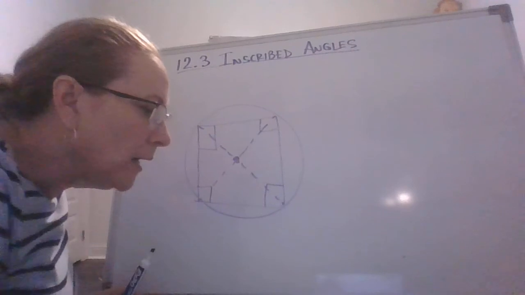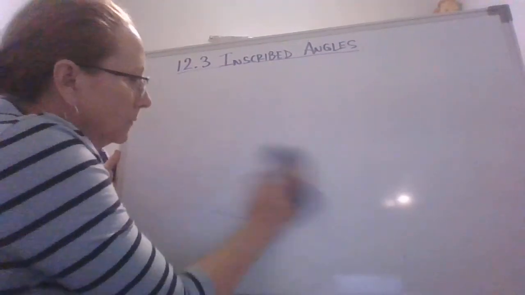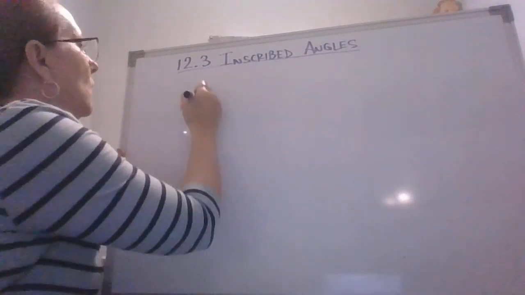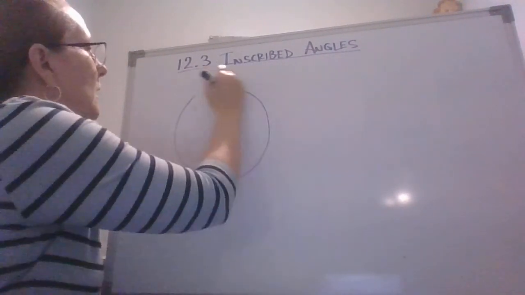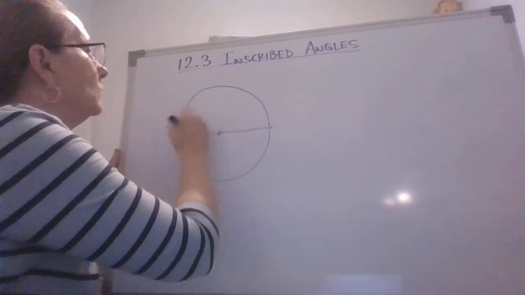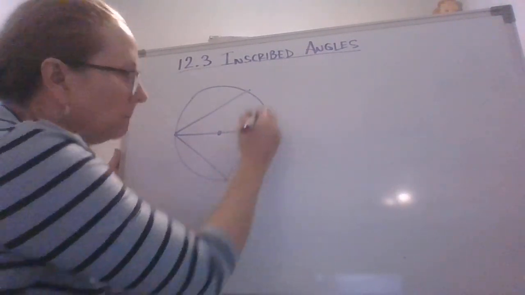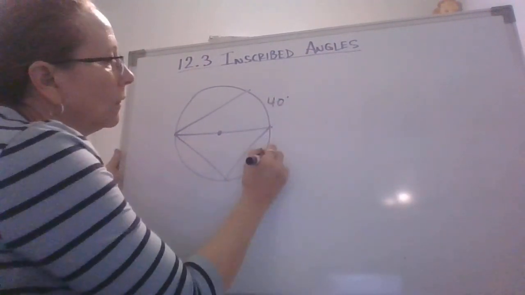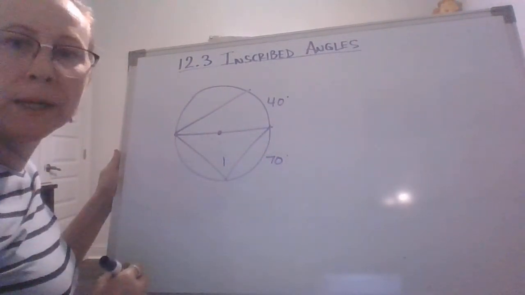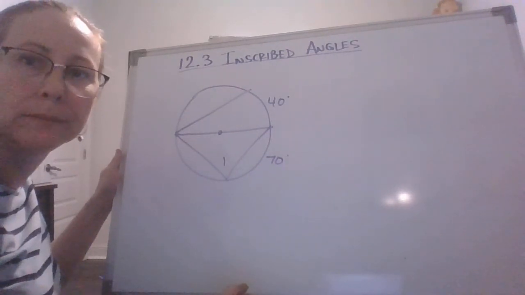All right, walking back to another example. Let's go to 2 more, and then we'll talk about one more theorem in this section. All right, so the question is find the numbered angle. So find the missing angle 1.